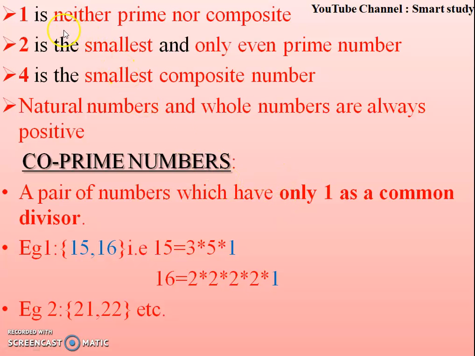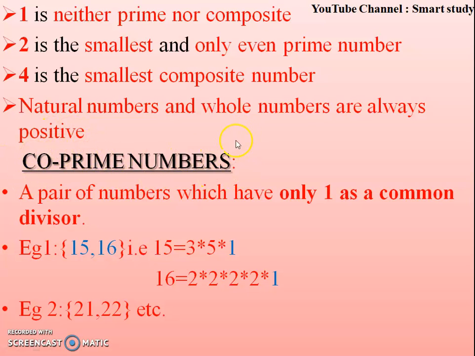And then I have, 1 is neither prime nor composite. And 2 is the smallest and only even prime number. If you observe the other prime numbers, all are odd prime numbers. Only 2 is the even prime number, and it is also the smallest prime number. That is, all the prime numbers start from 2. Now 4 is the smallest composite number, and it is also an even number. Natural numbers and whole numbers are always positive. We know that. Always they are positive, whereas integers can be negative.